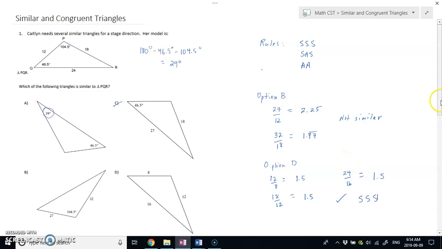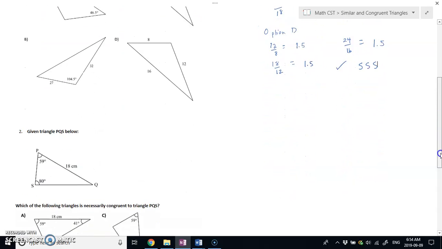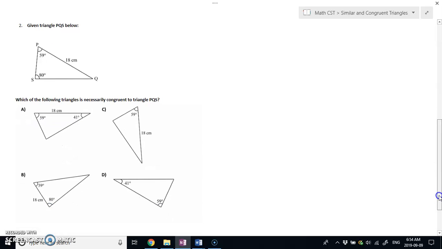I'm going to just scroll down here a minute and take a look at another type of question, which is a congruency question. The multiple choice section on the exam usually gives an alternation between questions asking about similarity and questions asking about congruency. So I can't emphasize enough that when you read the question, highlight the word in the question.